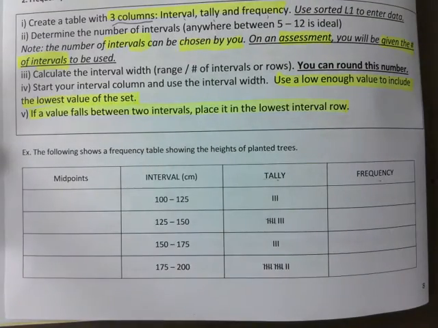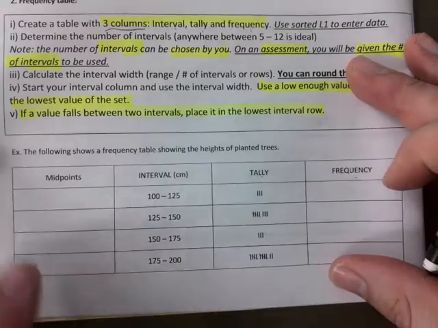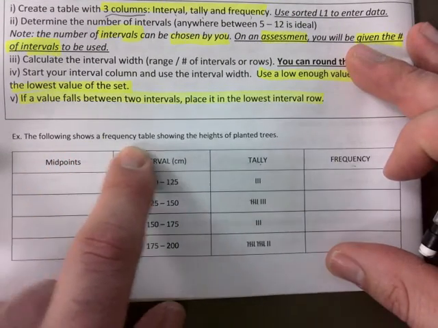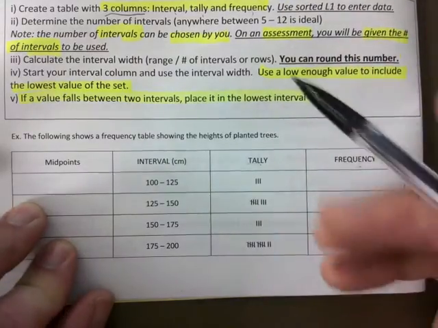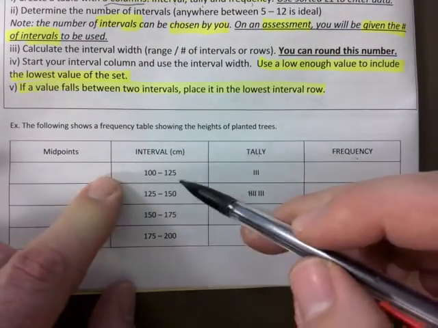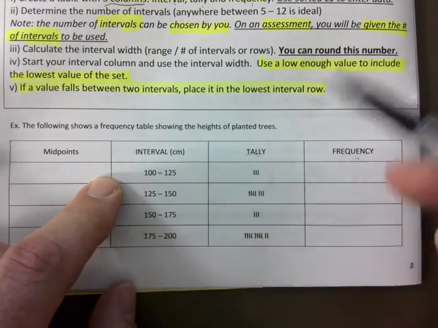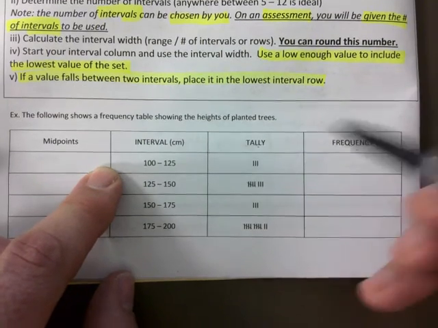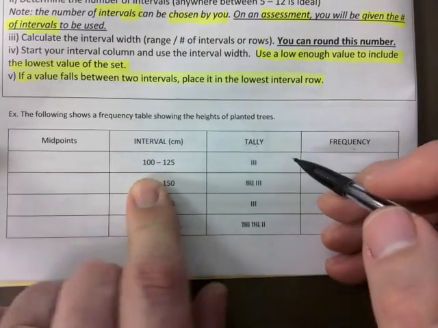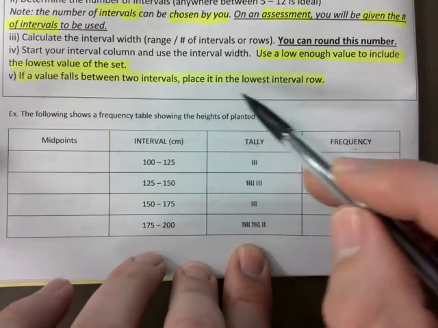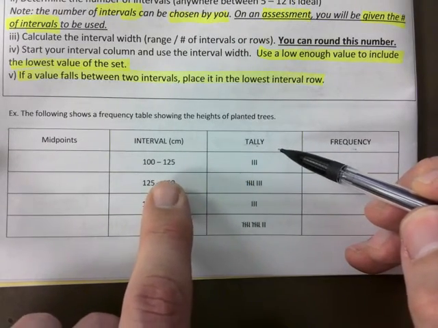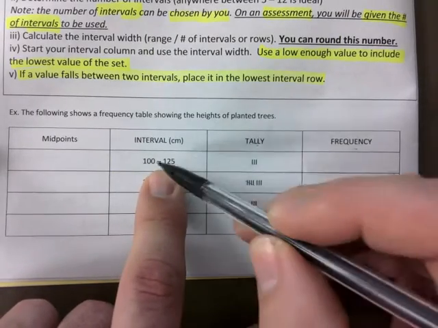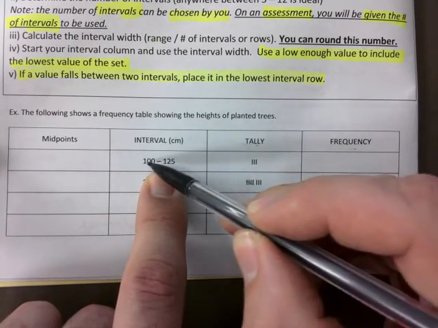as well, okay? The following shows a frequency table showing the heights of planted trees. So somebody made this already. So I'm going to first go with a partially filled in, and then we're going to fill in one completely. Okay. So let's say you have a bunch of points, a bunch of heights, and you're like, okay, I have a plant that's 115 centimeters tall. That would definitely fall between this interval. Okay.